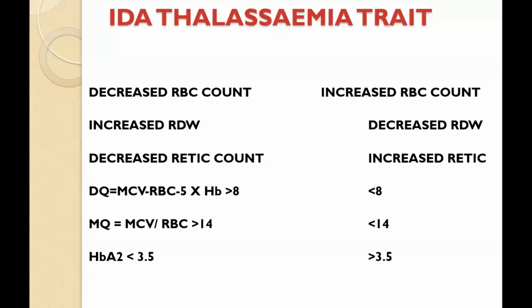RDW, red cell distribution width: increased in iron deficiency, normal in thalassemia trait. Reticulocyte count: decreased in iron deficiency, increased in thalassemia trait. Then the Mentzer quotient: less than 14 in thalassemia trait, more than 14 in iron deficiency. And hemoglobin HbA2: less than 3.5 in iron deficiency and more than 3.5 in thalassemia trait.